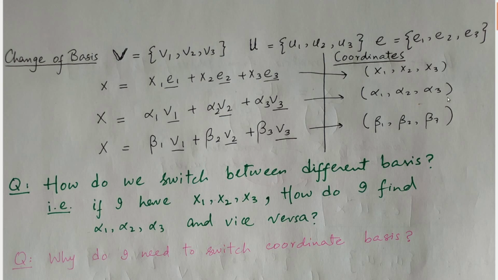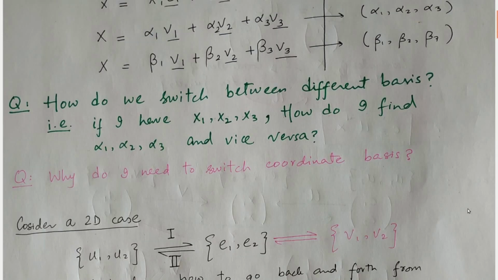So as I was saying, the question is, how do we switch between different coordinate bases? How do I find alphas if I have betas? How do I find betas if I have alphas, and so on and so forth? The applicative question of why do I need to switch between coordinate bases? Well, there are different applications where we need to work with different bases. In some applications, specific coordinate bases are easier to work with rather than the standard bases. If you want to find out the applications of switching between coordinate bases, you can Google that on your own. I'm not going to spend time on that question.